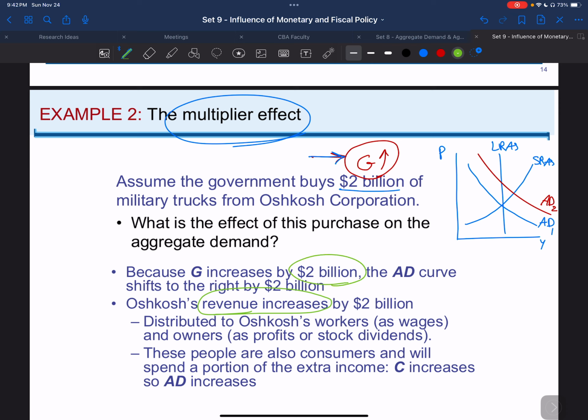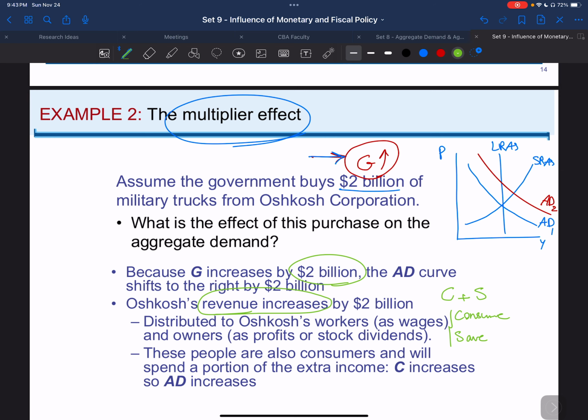$2 billion. But when you receive this $2 billion, you have two decisions: whether to spend it or hold on to it, whether to spend it or save it. So you either consume it or save it, right? Either consume or save. You have these two options. Okay, so this $2 billion is distributed to Oshkosh's workers as their wages, or is paid as the profit or stock dividends to the owners of the businesses. So these people will consume or save this money, okay?